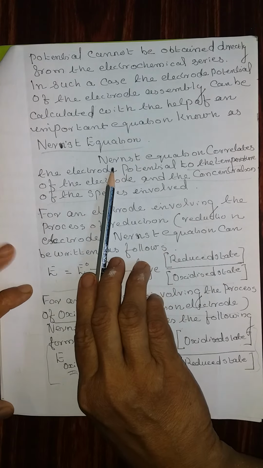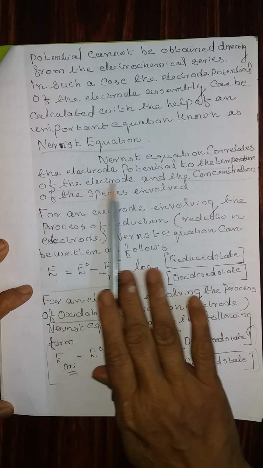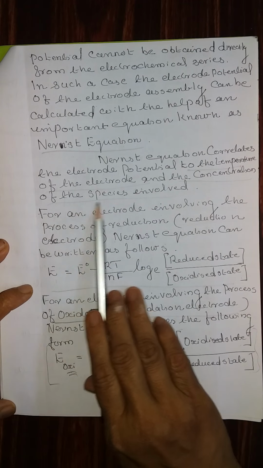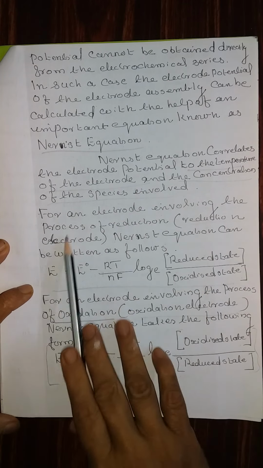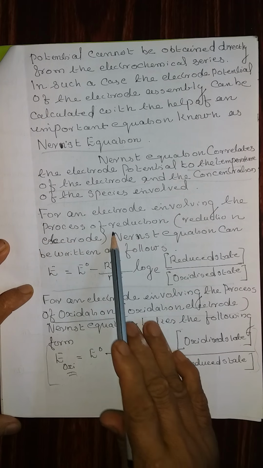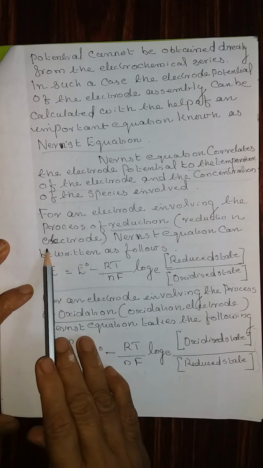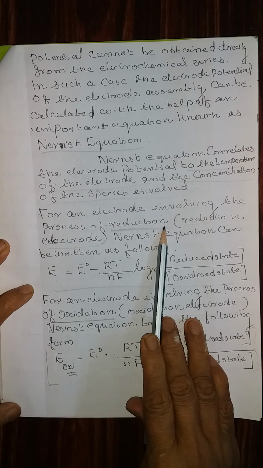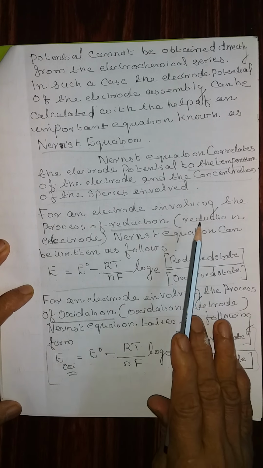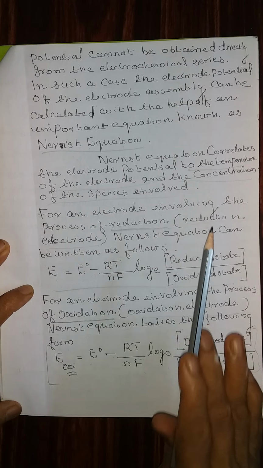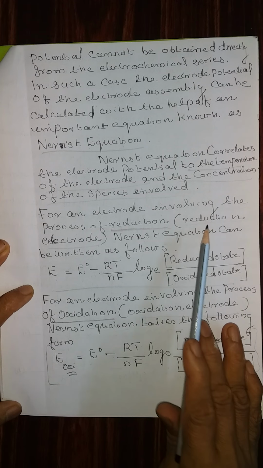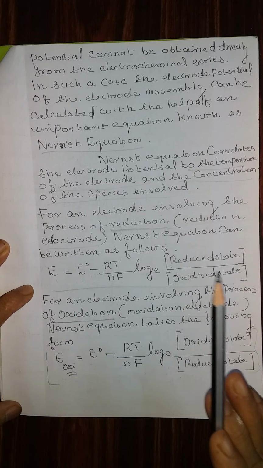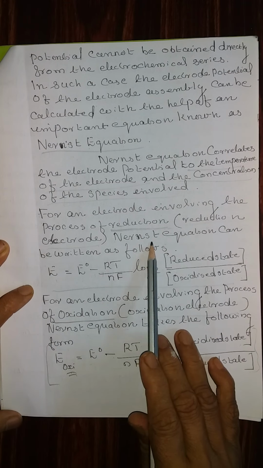assignments given. The Nernst equation correlates the electrode potential to the temperature of the electrode and the concentration of the species involved. For an electrode involving the process of reduction, that is the reduction electrode, that is the one normally and frequently used. The reason is that in the table the values given are all reduction potentials. That means the reduction potential and the oxidation potential of an electrode assembly are always the same but with different sign. That is the important point.